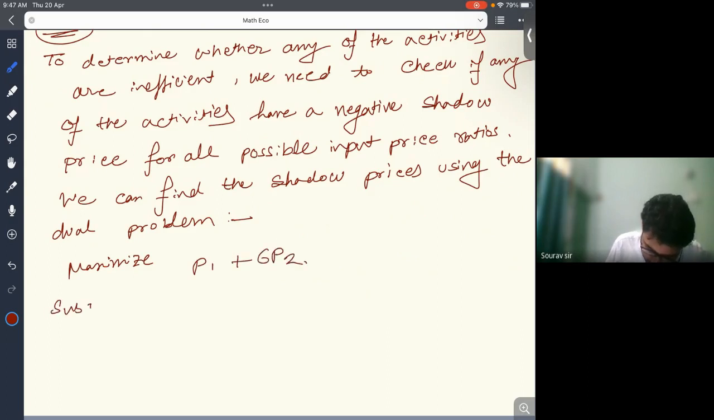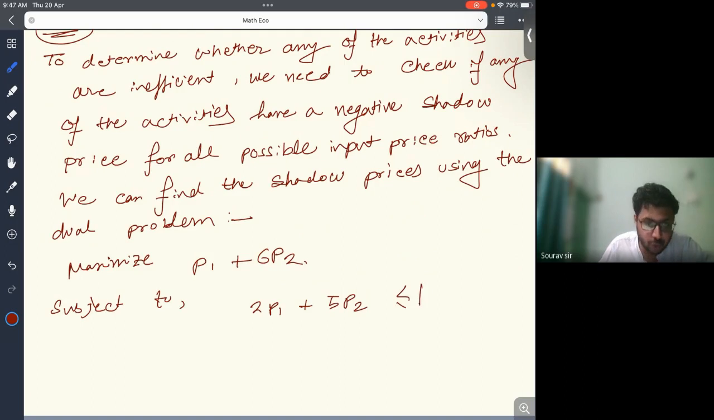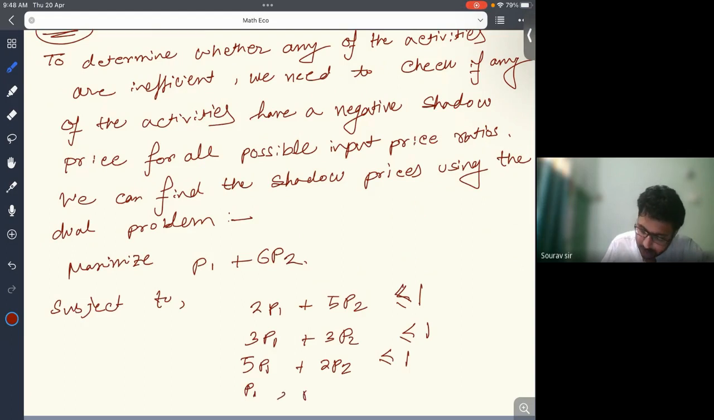and subject to 2p1 plus 5p2 is less than or equal to 1, then 3p1 plus 3p2 is less than or equal to 1, 5p1 plus 2p2 less than or equal to 1. And it's given that p1 and p2 are greater than or equal to 0. So the optimal solution to this dual problem gives us the shadow price for inputs 1 and 2 respectively.